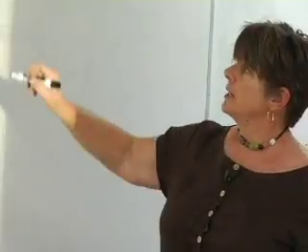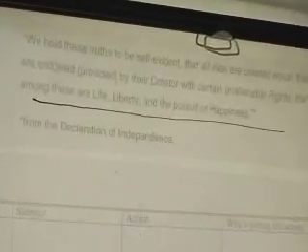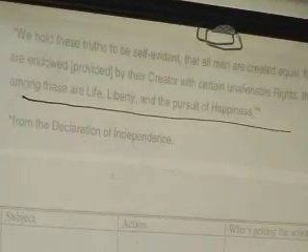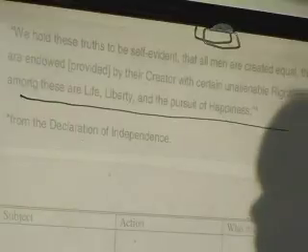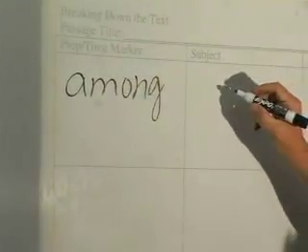So, for example, I'm going to take this last phrase here, and I'm going to do something that we call breaking down the text. And in this, we unpack the grammar and vocabulary of a sentence or a passage. So over here, among is my preposition. And in class, we're doing this together, although sometimes students do it on their own as well.